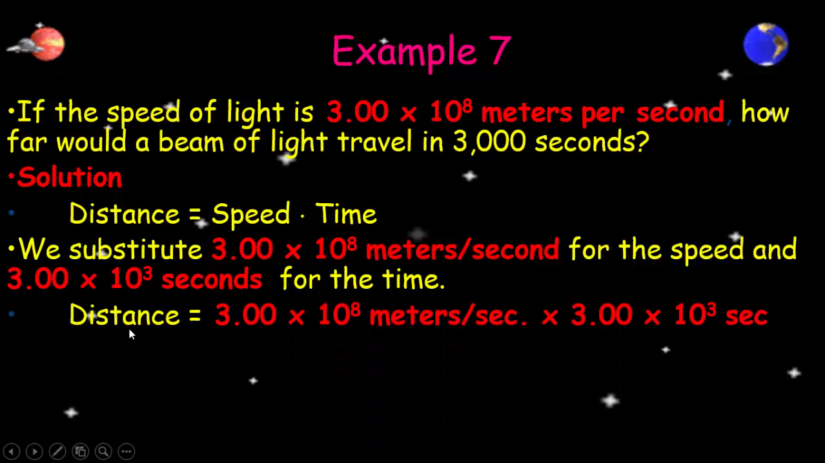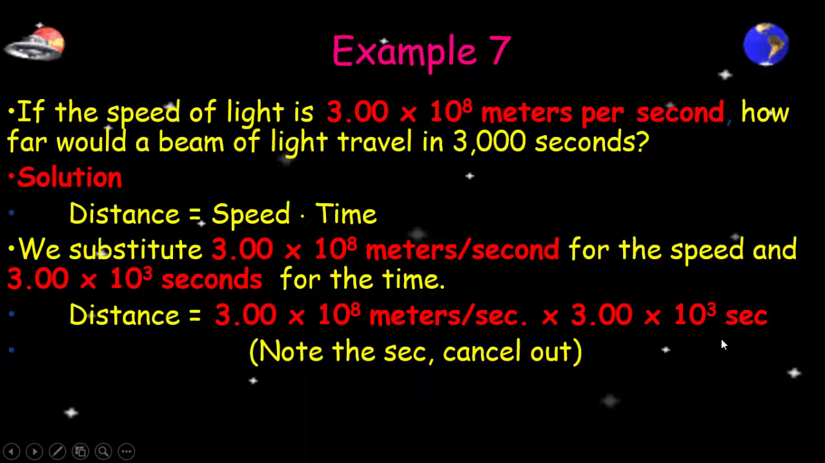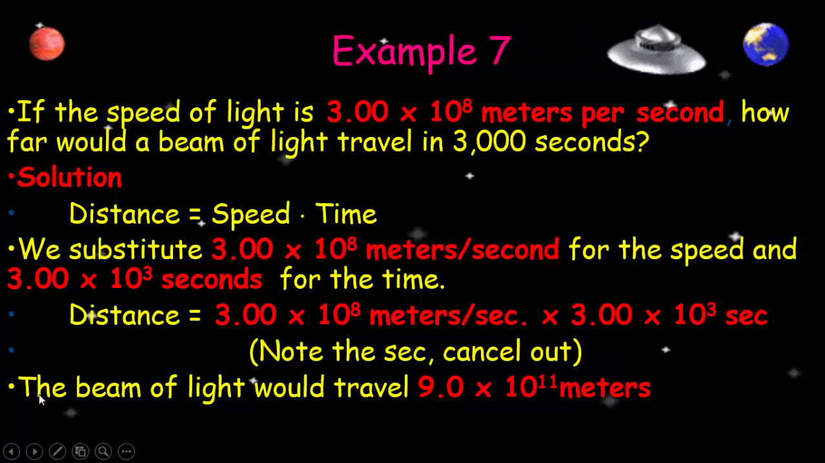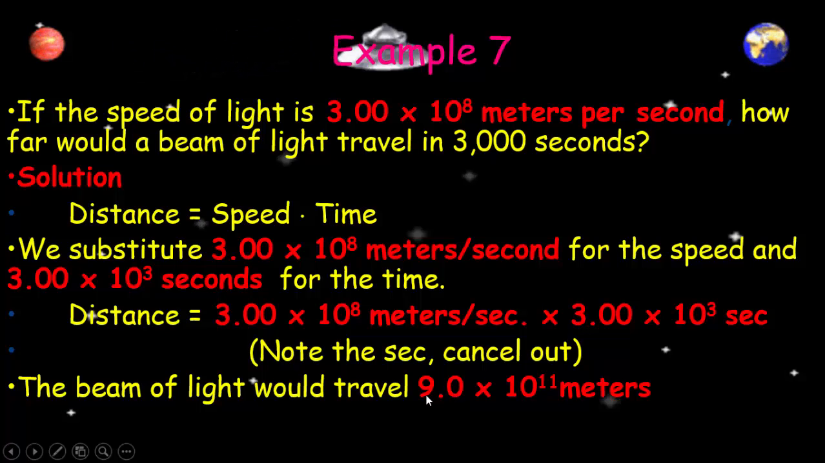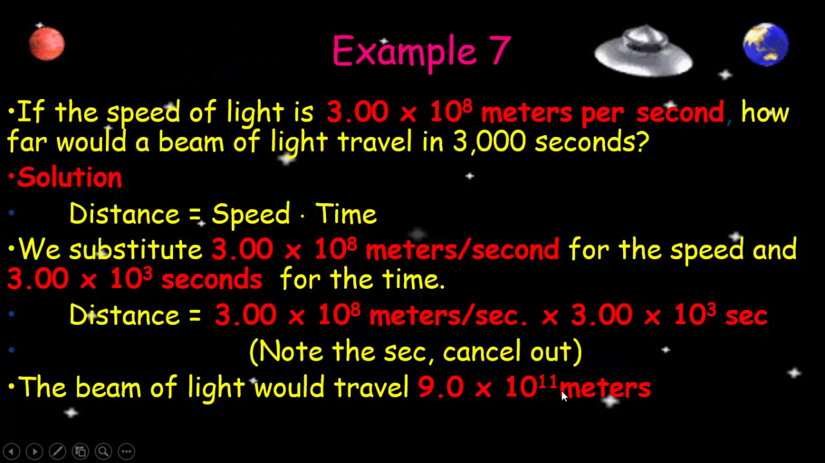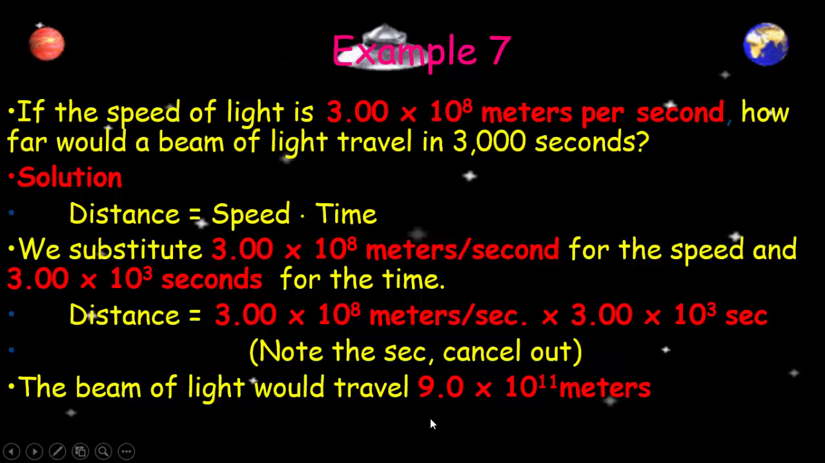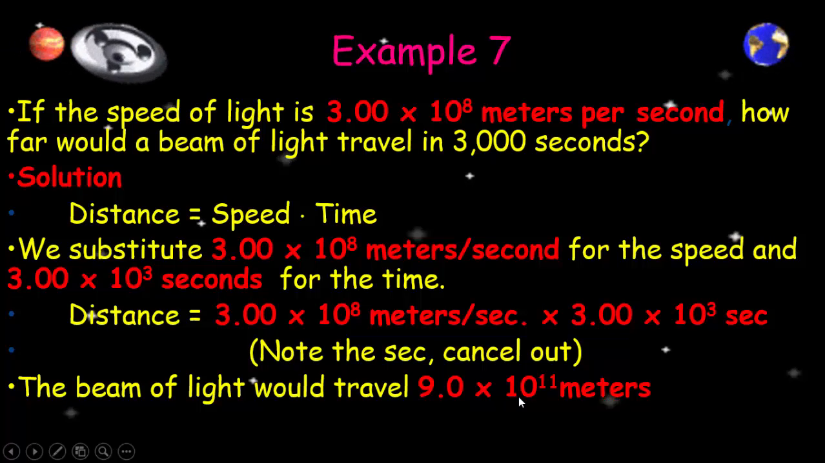So now we have distance is equal to 3.00 times 10 to the 8th power meters per second times 3.00 times 10 to the 3rd seconds. Note that the seconds cancel out, and we get that the beam of light would travel 3 times 3 is 9.0, and then times 10 to the 11th, because 8 plus 3 is equal to 11. So it would travel 9.0 times 10 to the 11th meters.